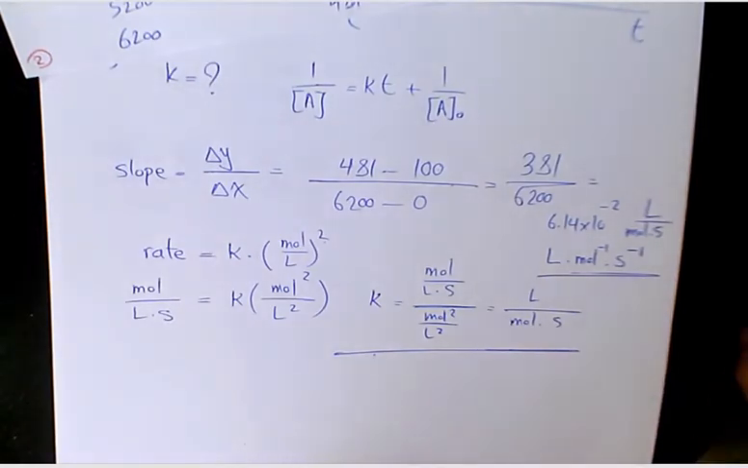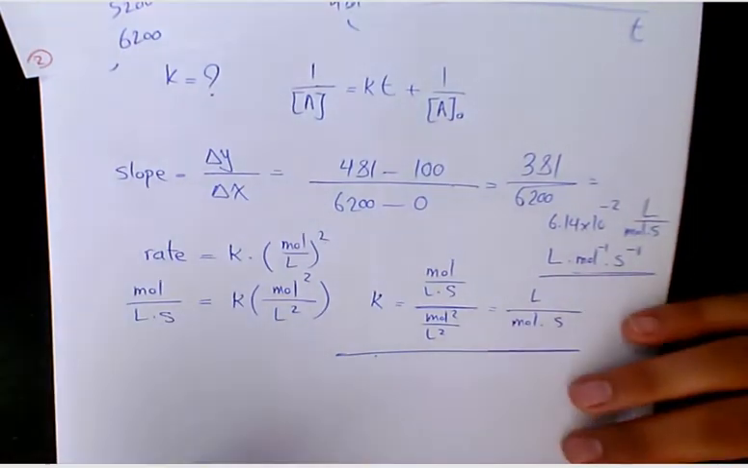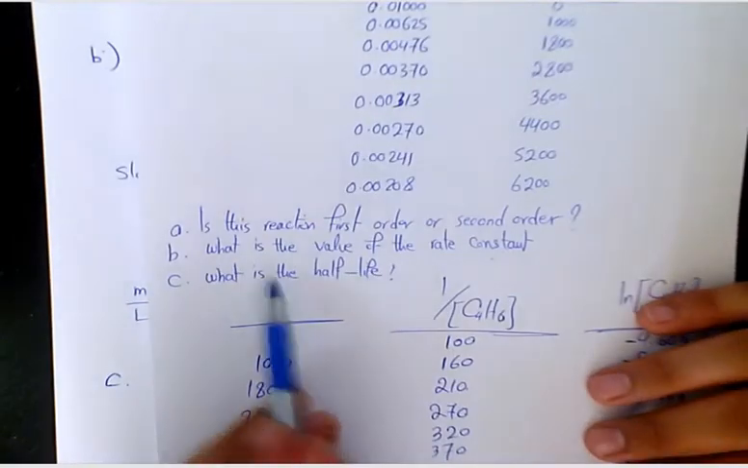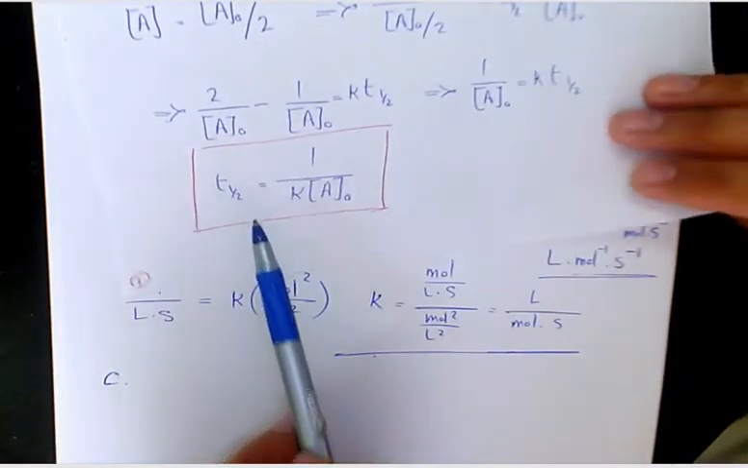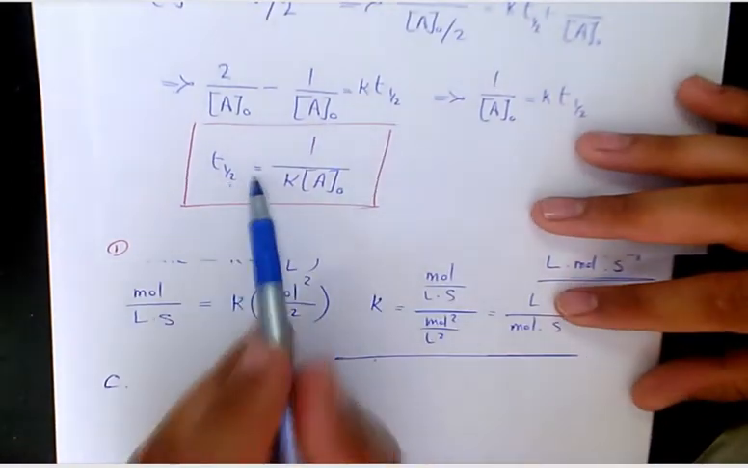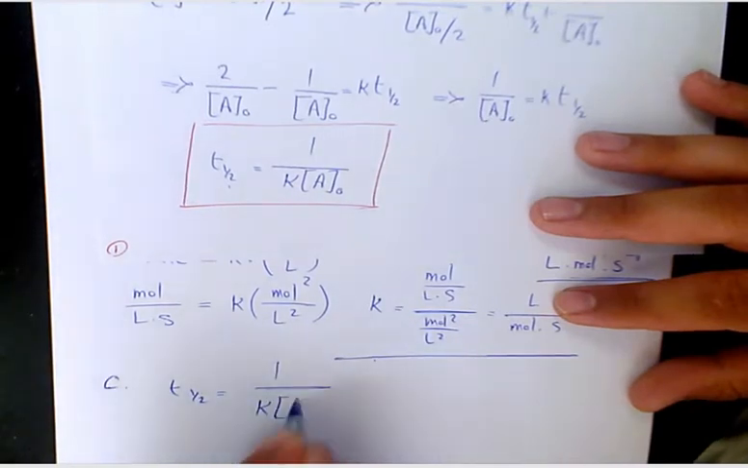So that's going to be the unit for rate constant, and we already calculated the value in here. Now part C. It says what is the half-life, and I already showed you the equation for finding the half-life of the second order, which is totally different from first order and zero order. It is T half equals 1 over K times initial concentration.